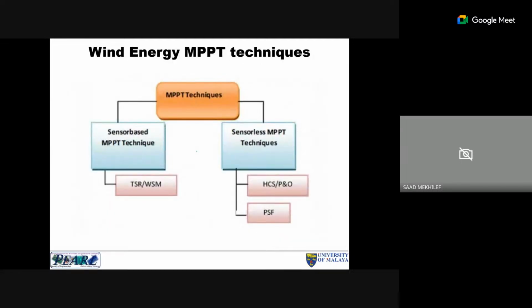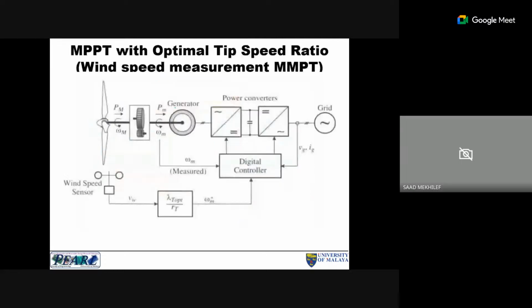Same as we have seen in PV systems, there are a number of MPPT techniques. Some of them are sensor based. What does sensor based mean? It means we use sensors to sense the parameters, for example the wind speed, and all those parameters. Or there are some sensorless techniques, such as hill climbing, P&O, and so on and so forth.